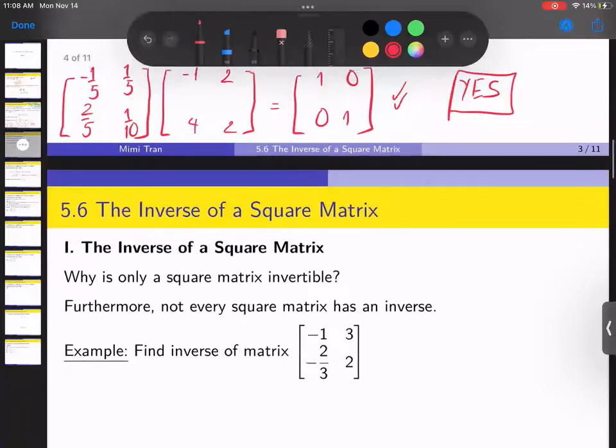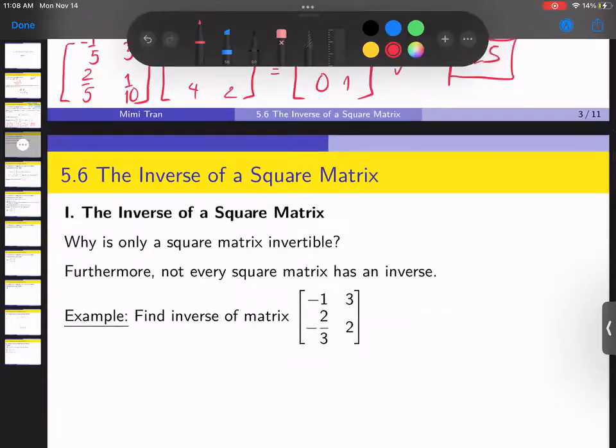This question for you. Why is only a square matrix invertible? Why not a rectangular matrix? Anyone? Why is it only square matrix invertible?